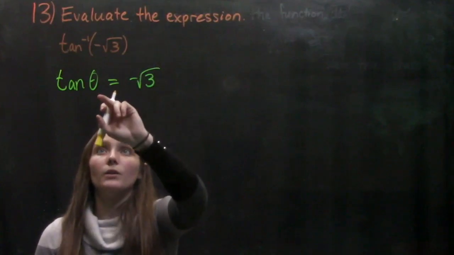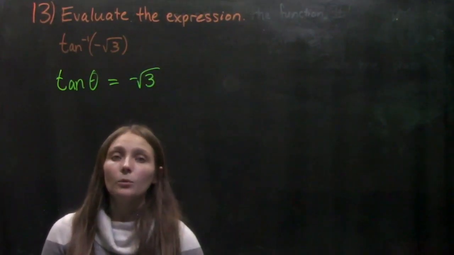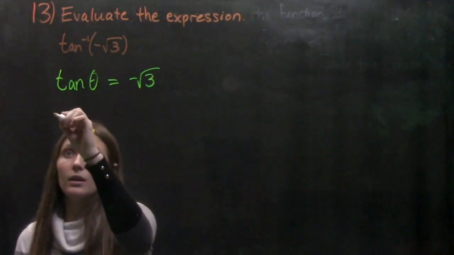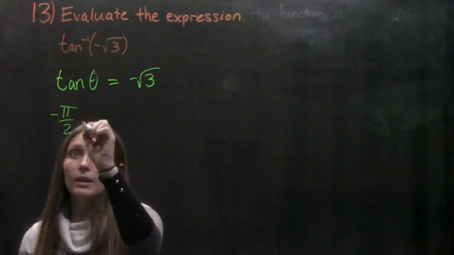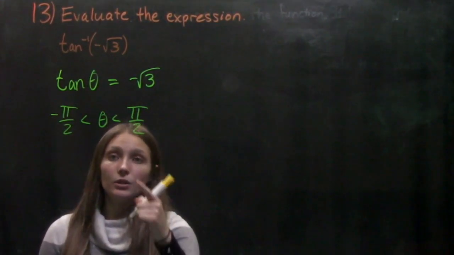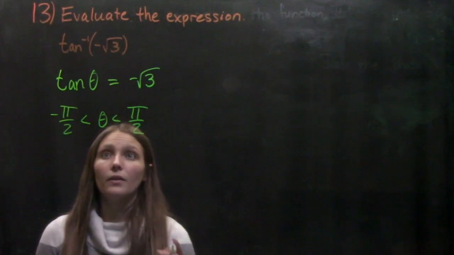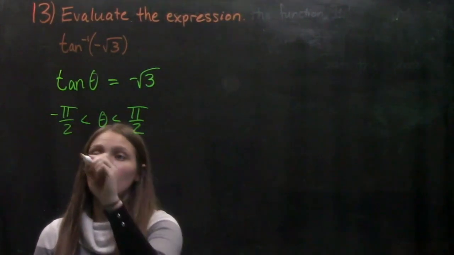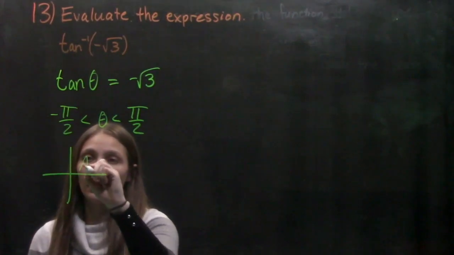So we're looking for an angle right now. In looking for an angle, we need to know what the domain of the function is. The inverse tangent domain is going to be between negative pi over 2 and pi over 2. So we know that the angle we're going to get has to be within this range of numbers. So we're going to look at our mnemonic.